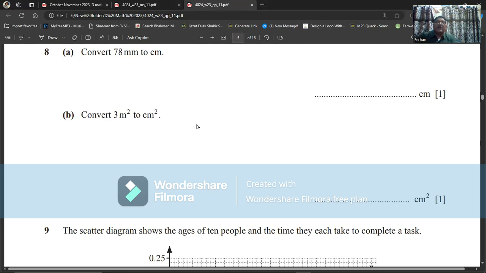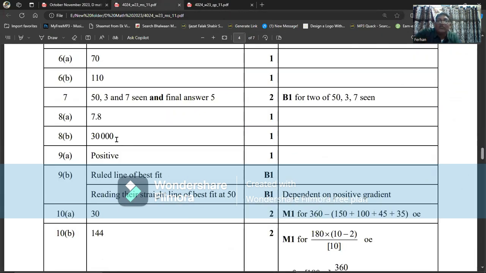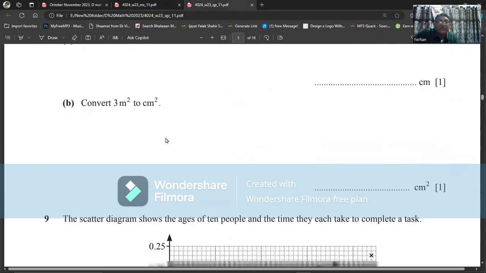In 1 meter there are 100 centimeters, but we have meters squared. So I will multiply 3 meters squared by 10,000, and it will be converted into centimeters squared. So you will have 30,000 centimeters squared. 30,000 is the right answer, sir.